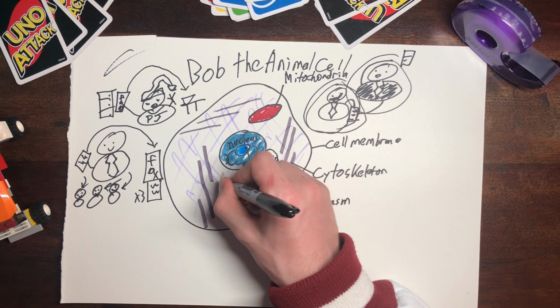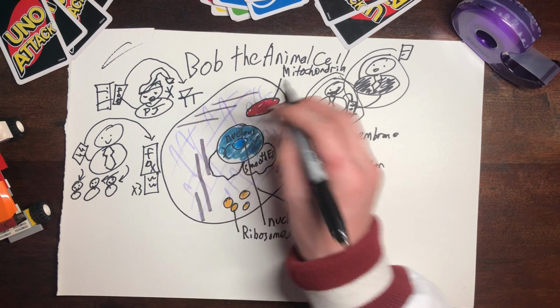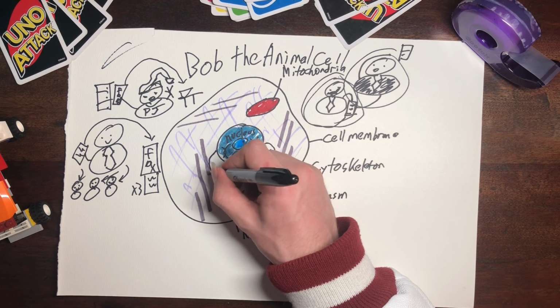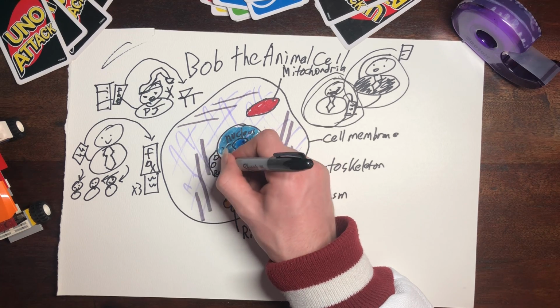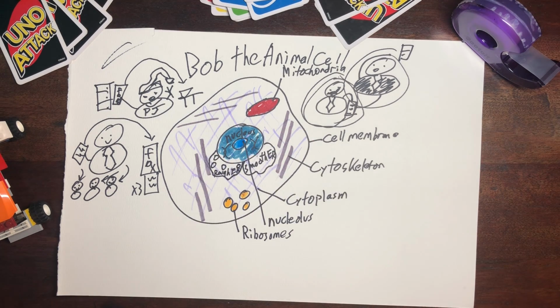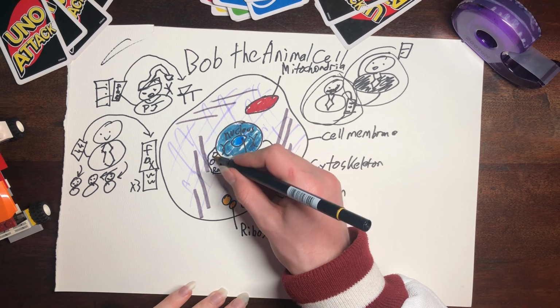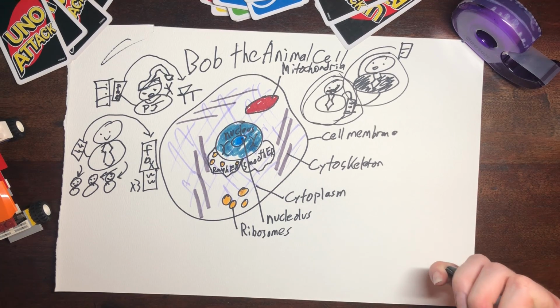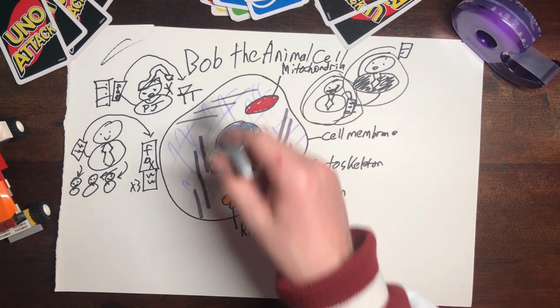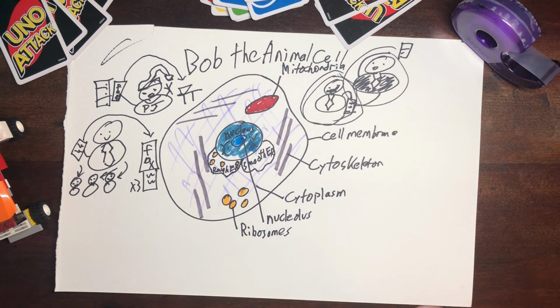Then we have the rough ER. It lives over here. But why is this one rough, right? That may be your question. Maybe not. Maybe you don't care. Well, we have these things, right? And what are these suspicious orange dots? Orange, yellow, yellow, orange, color of the rainbow dots. Well, those are ribosomes. That's what makes it rough. Ribosomes live on the rough ER. At least some of them. The other ones just kind of do whatever they want in the cytoplasm. You know, they're free individuals.